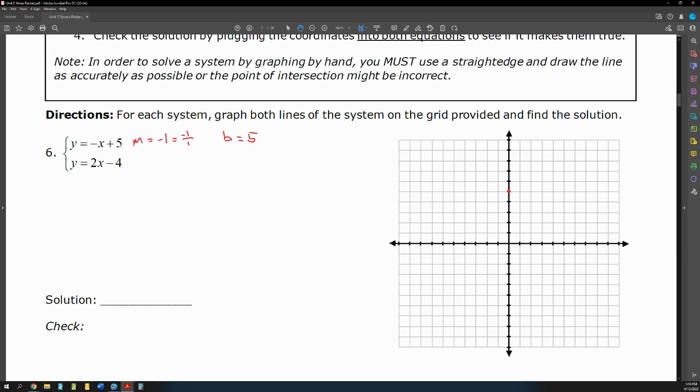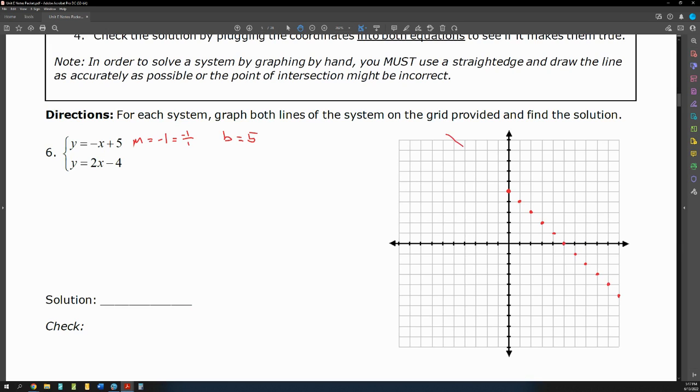We start by plotting the y-intercept, (0, 5), and then we use our slope of negative 1 to find other points. From our y-intercept, we'll go down 1, right 1, down 1, right 1. And I'm just going to keep going, and I want to fill the whole grid. The more points you do, the more accurate your graph is going to be. So I'm going to go all the way to the edge of the grid.